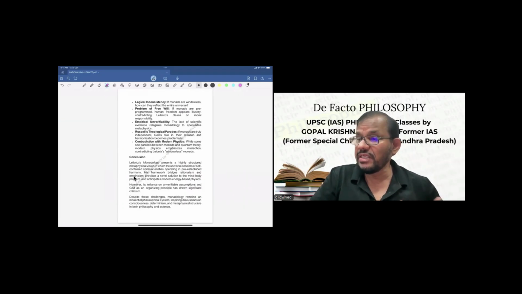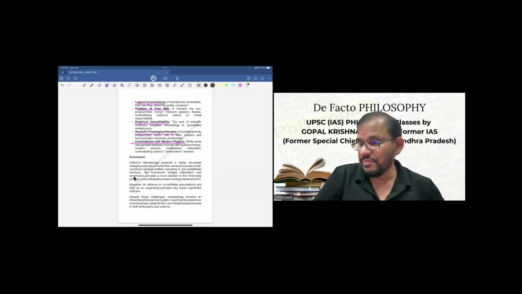There is a logical inconsistency if monads are windowless, because of some of the criticism we have already seen earlier. So one is logical inconsistency, the other is the problem of free will, then empirical unverifiability, then Russell's theological paradox. If monads are truly independent, God's role in their creation and harmonization becomes problematic. Then contradiction with modern physics also. And then the conclusion: despite these challenges, monadology remains an influential philosophical system, inspiring discussions on consciousness, determinism, and metaphysical structure in both philosophy and science.